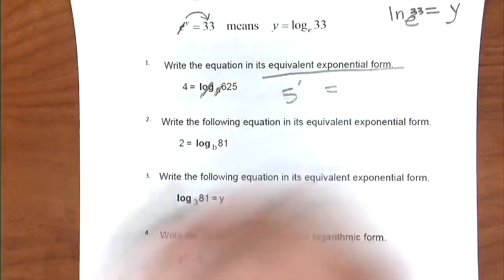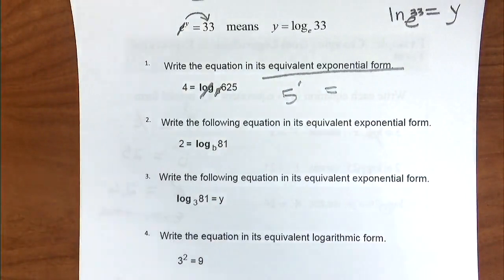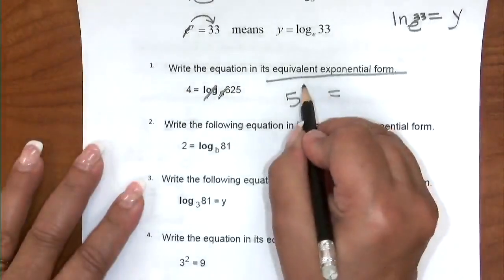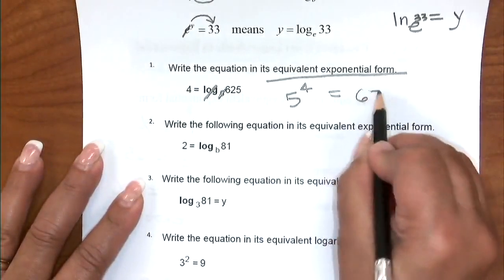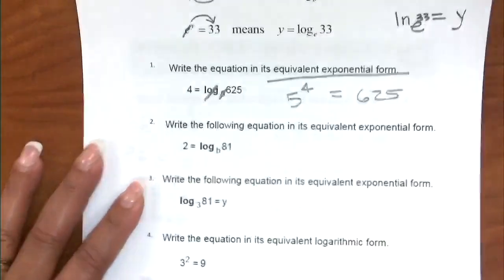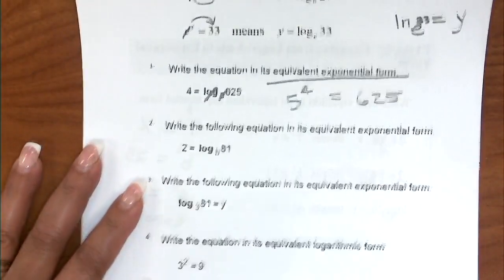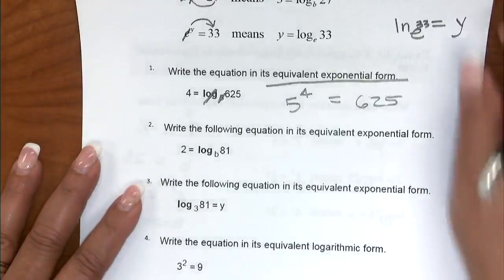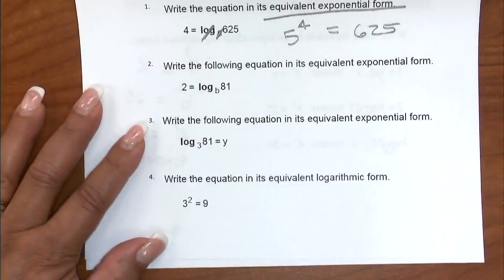Now, however you rewrite this, it should be a true statement when you get done rewriting it. Okay, so the 4 becomes right here. And if you were to put this in your calculator, 5 to the 4th is 625. You should be able to verify what you're writing. Okay, same thing here. This one, I don't know if you could verify it, but you probably will be.